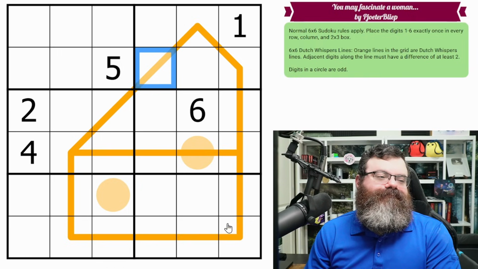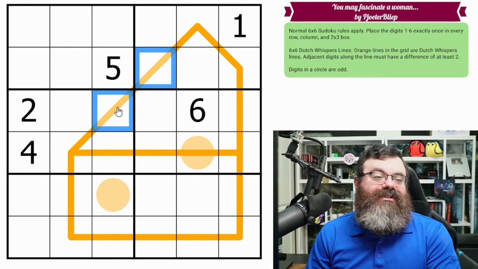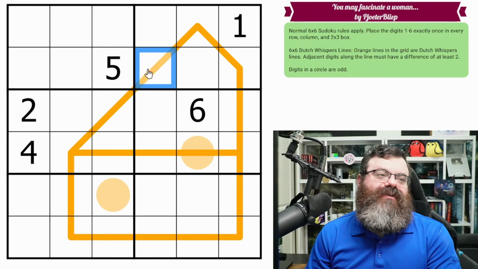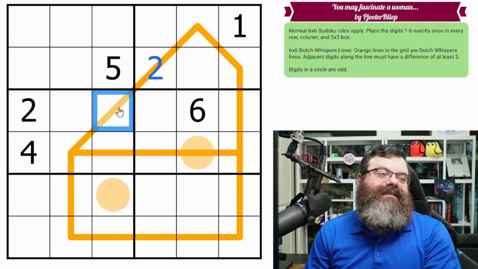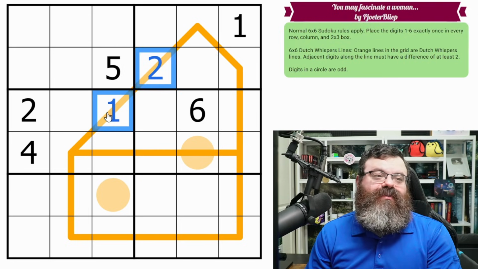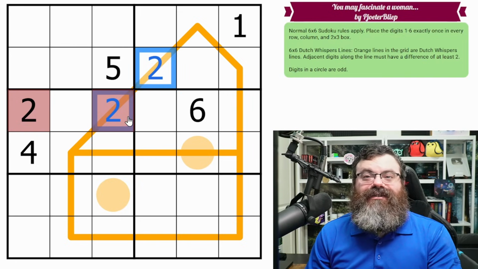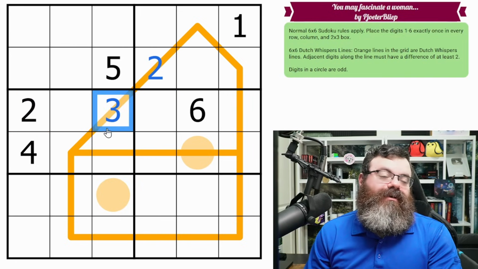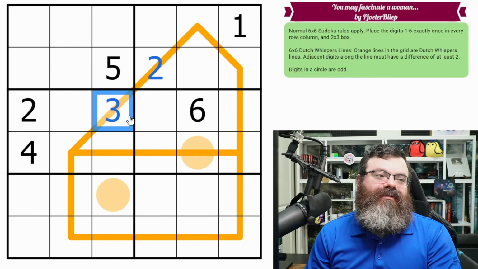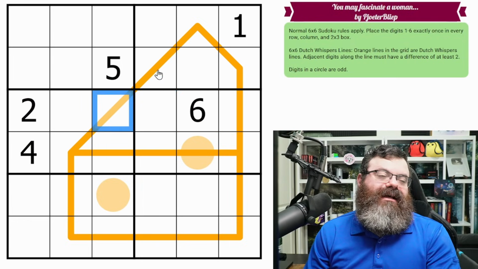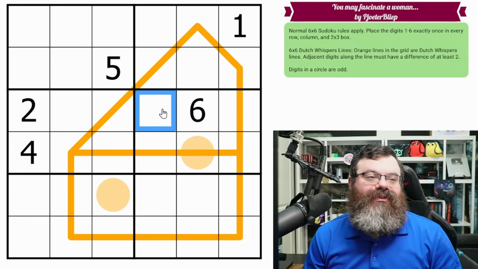So let's just use these two as an example. These two are adjacent on the line. They have a difference of at least 2. So if this was a 2, then this can't be a 1 because 2 minus 1 is 1. That's not at least 2. It can't be a 2, other than the fact that there's a 2 there. 2 minus 2 is 0. That's definitely not at least 2. 3 also is banned because that's a difference of 1. But we can do 4 because that's a difference of 2, 5, a difference of 3, or 6, a difference of 4. So the difference just has to be at least 2.